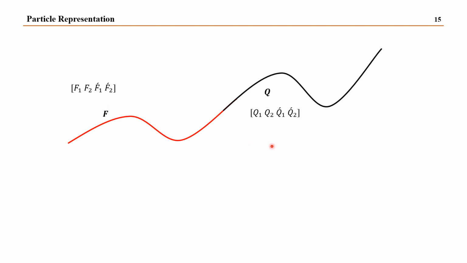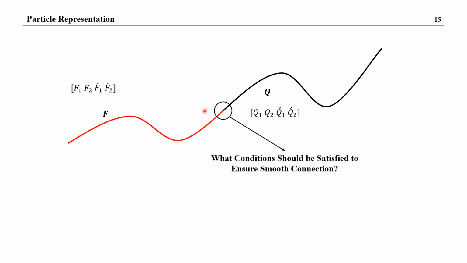Now the final most important part is how we represent the particles to feed them to the PSO algorithm. This is the final step to apply the PSO. Assume we have two splines, F with parameters F1, F2, F1 prime, F2 prime, and Q with Q1, Q2, Q1 prime, Q2 prime. An important question is what mathematical conditions must be satisfied at this connection point, this joint, to ensure that they are smoothly connected. Basically, we need continuity and continuity of the first derivative. So we need Q2 equal to F2 and Q2 prime equal to F2 prime. This is one of the most important aspects of using Ferguson splines, because they offer this intuitive, easy condition to interconnect splines with each other.